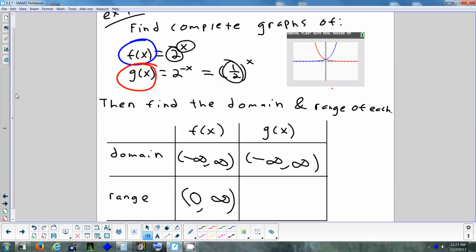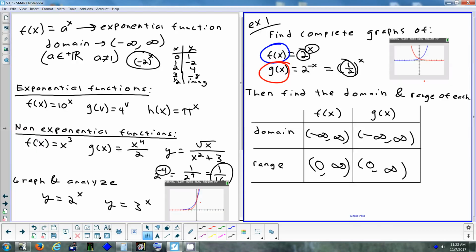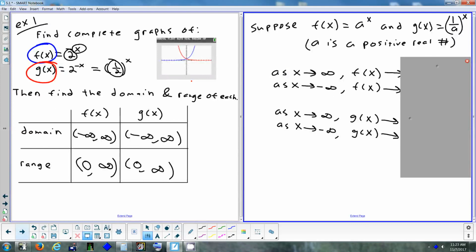And because these are reflections of each other over the y-axis, the range is the same. Okay, 0 to infinity. Okay, so any questions on that idea? Now, I know I did it specifically with the case where a was 2, where my base was 2, but we can apply that idea if the base was anything. It could be 2 to the x, 3 to the x, 5 to the x. So let's just summarize what happens in general.